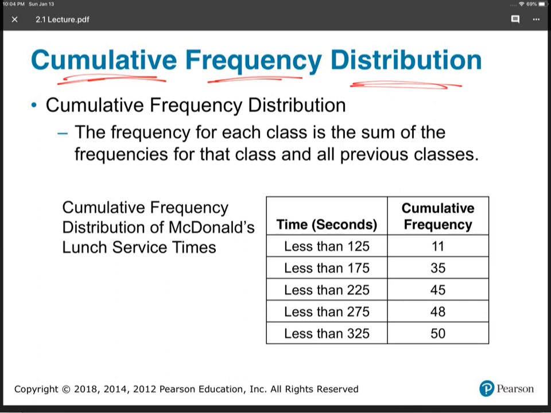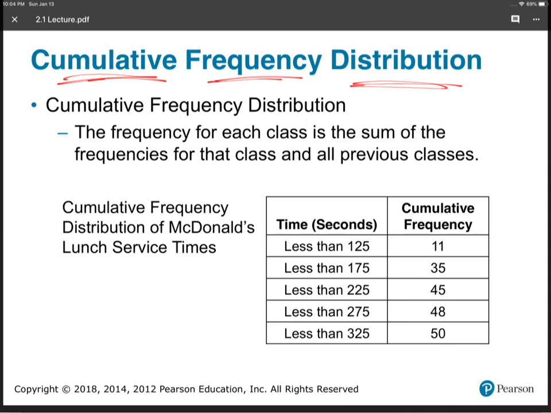All right. Cumulative. What does it mean when somebody says cumulative? What does that mean in front of a word? If something accumulates, what does it do? Builds up, adds up. Yeah. So a cumulative frequency distribution is one where you add them up as you go.